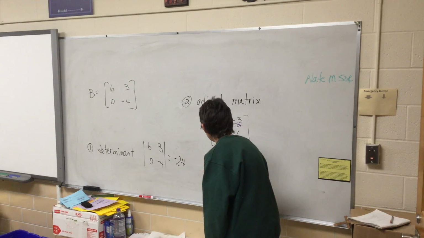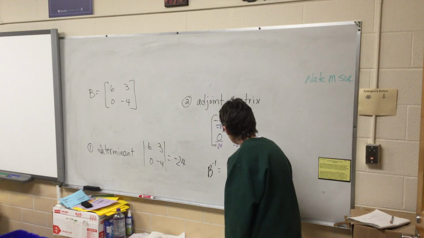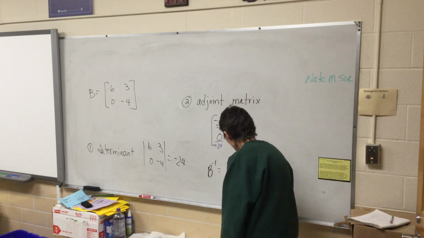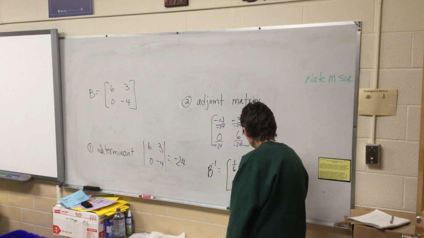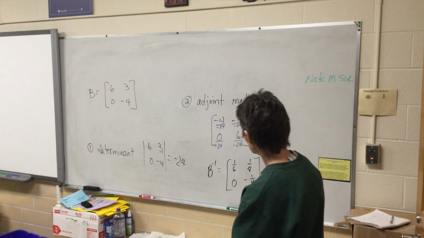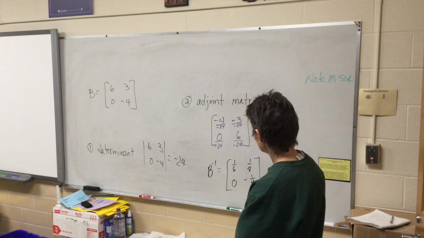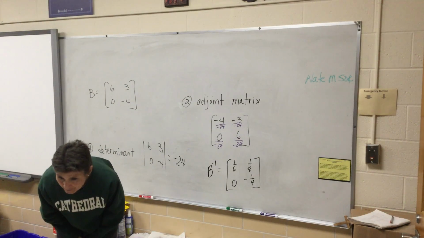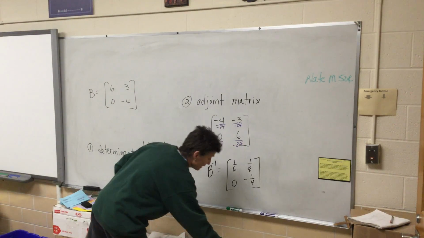And then we're going to simplify our answer. So B inverse will be 1/6, 1/8, 0, and negative 1/4. Are we good with that, guys? All right, let me show you what it means to be an inverse then, and then we'll be finished.